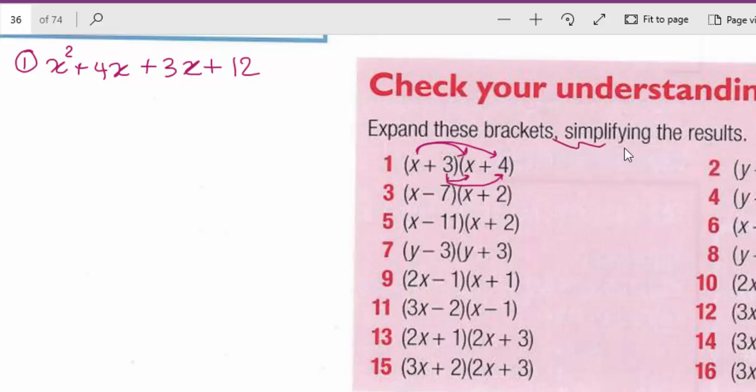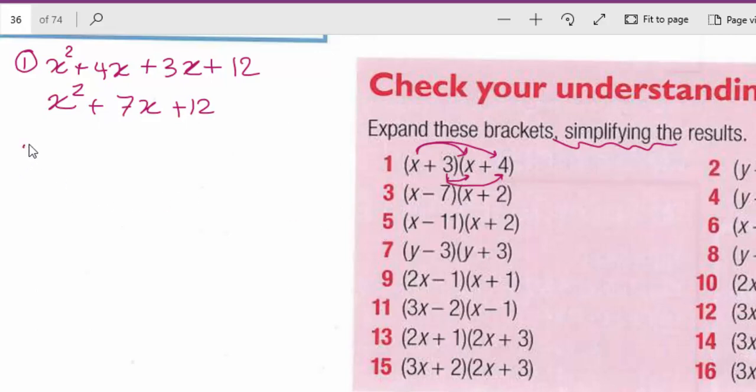Since the question mentioned that we need to simplify the results, we cannot have two like terms in the expression. Then x squared has no like term, it stays as x squared, plus 4x and 3x are like terms, they add up to 7x plus 12. This is the simplest.